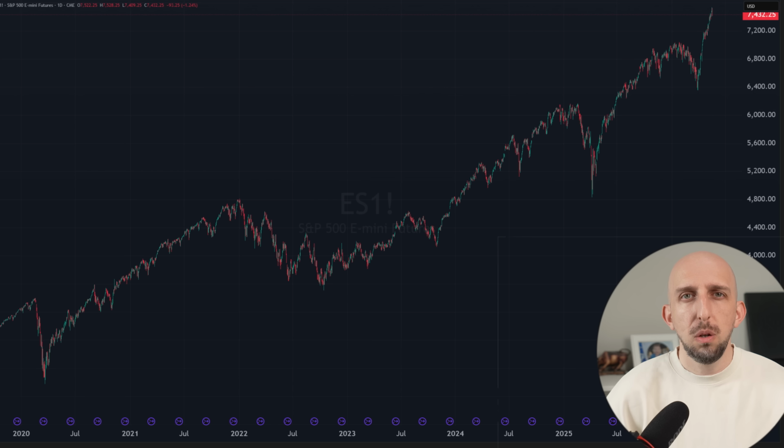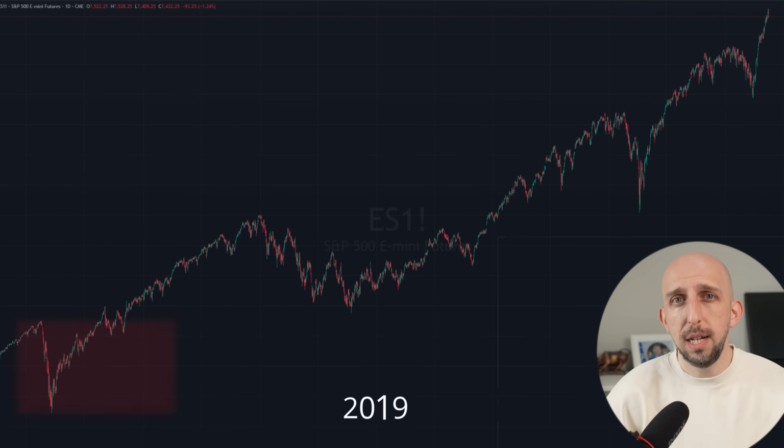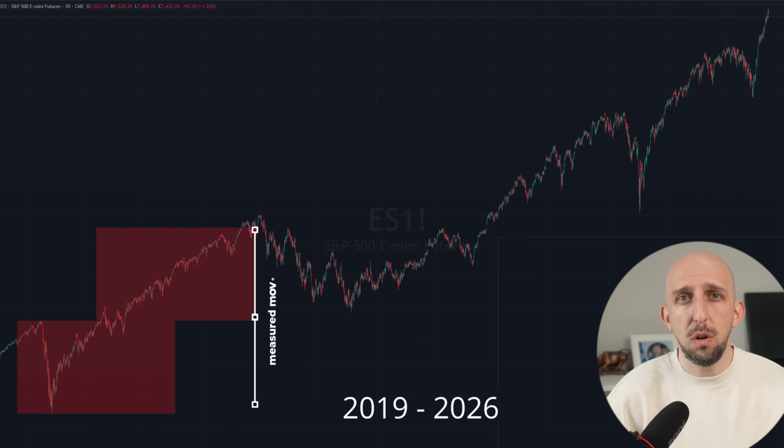Now let me show you why the measured move pattern is so powerful on a daily chart. This is something we used on the desk and once you see it you cannot unsee it. Look at this, the red rectangle, this was the post-COVID rally from 2020 into 2021. The S&P doubled from the bottom and then it exhausted. The correction that followed was almost exactly the same size as the initial rally leg.